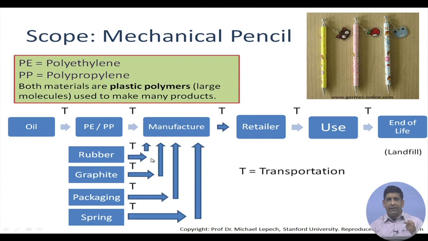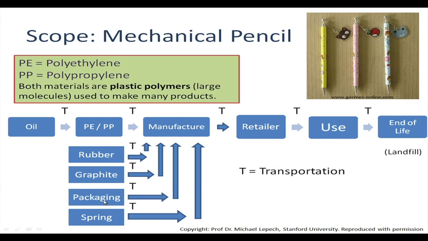Those graphite needles, which we call lead, graphite lead, you can buy in a separate small container for refilling them. Then there's packaging, as usual for any product. And if you have looked at any mechanical pencil, these also come with a spring. You need a spring to put into the mechanical pencil. So all these things will go into the manufacture.